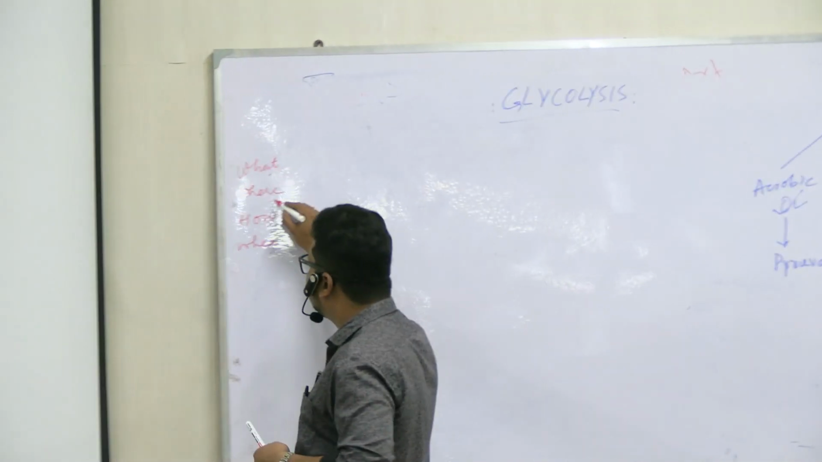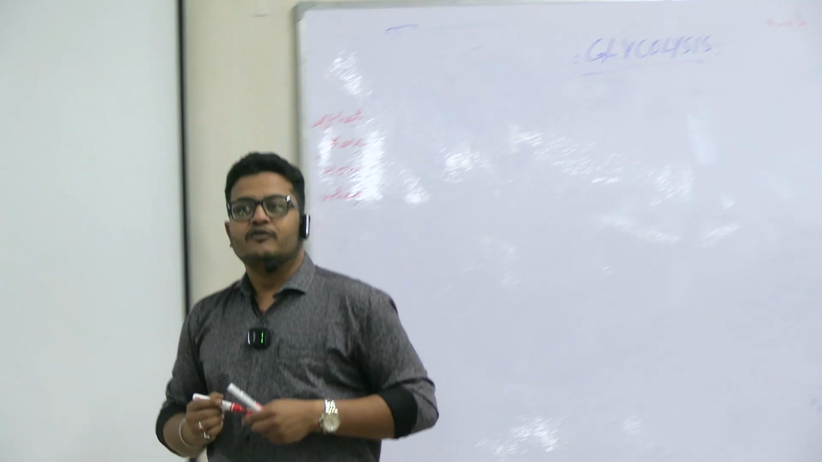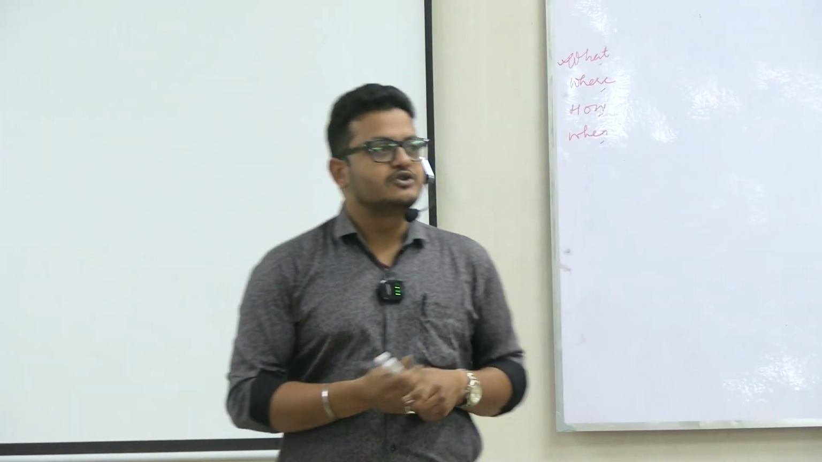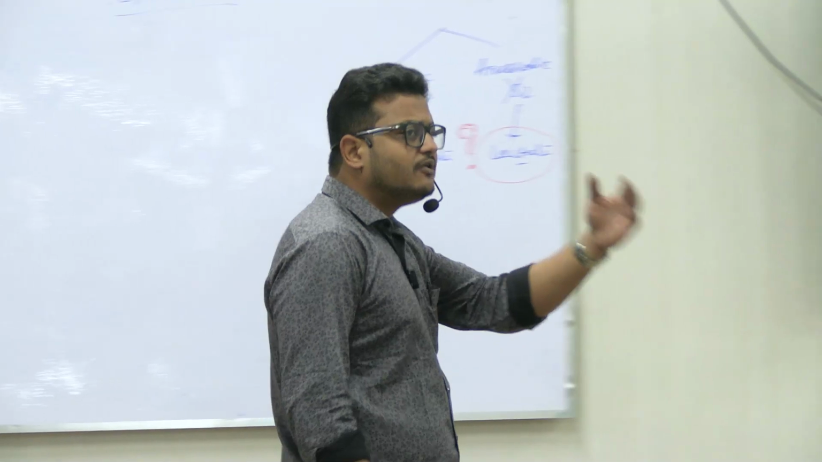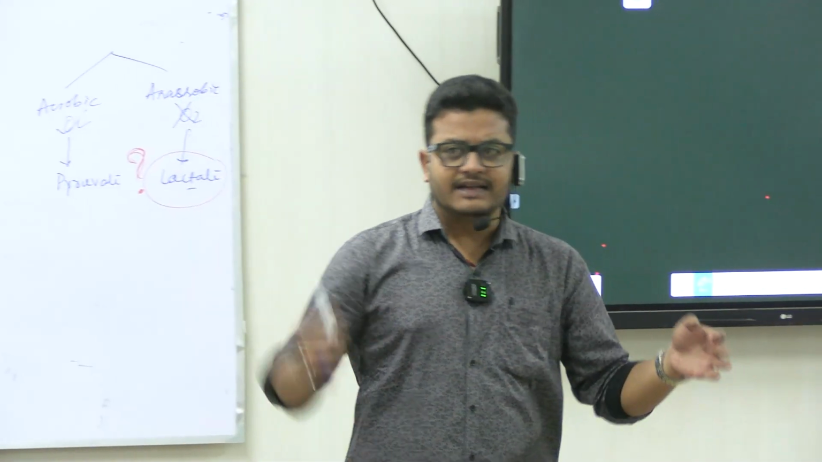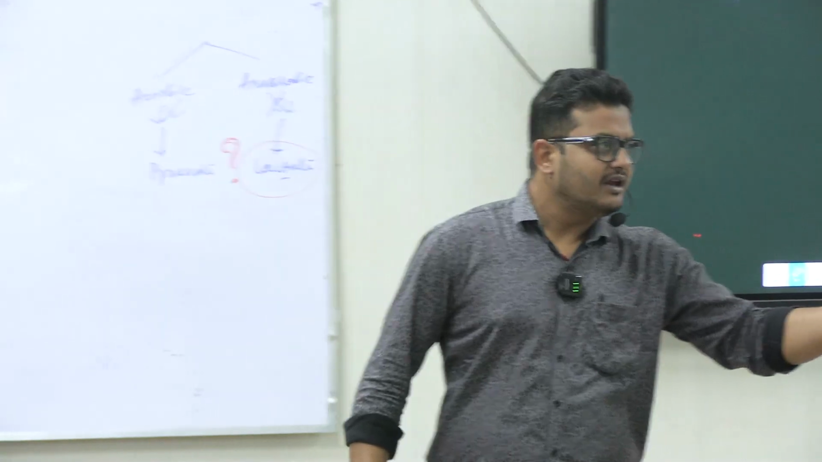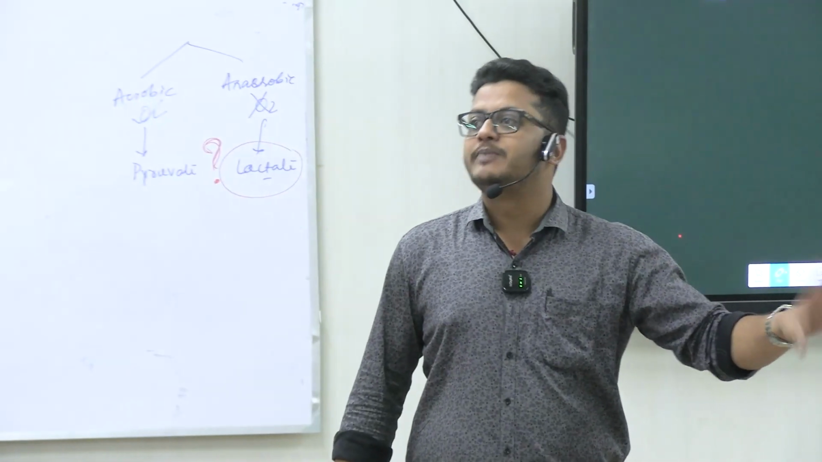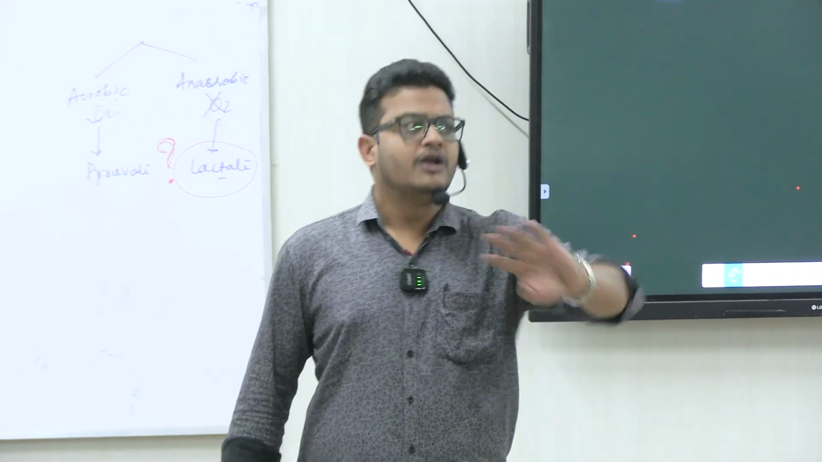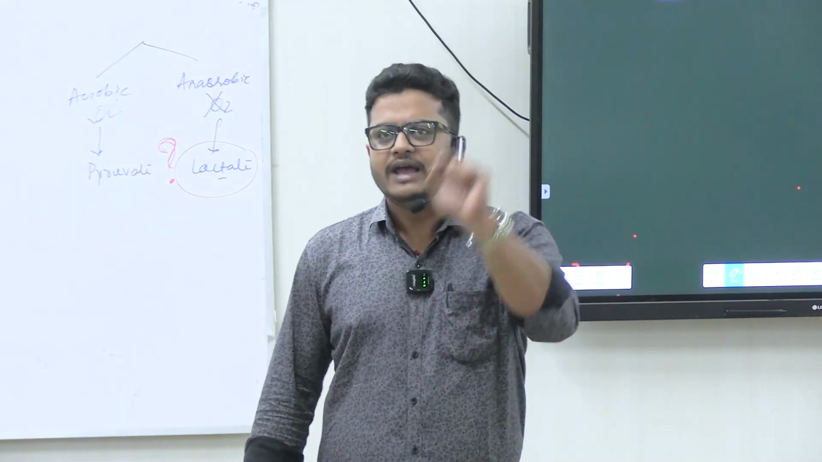Chalo. Where does glycolysis takes place? Whenever you answer this, the answer should be specific. It should be at the cellular level, at the cell level, at the tissue level. Okay? If it is at the cellular level, glycolysis takes place in cytoplasm. Does it take place in mitochondria? No. It takes place only in cytoplasm. Why?